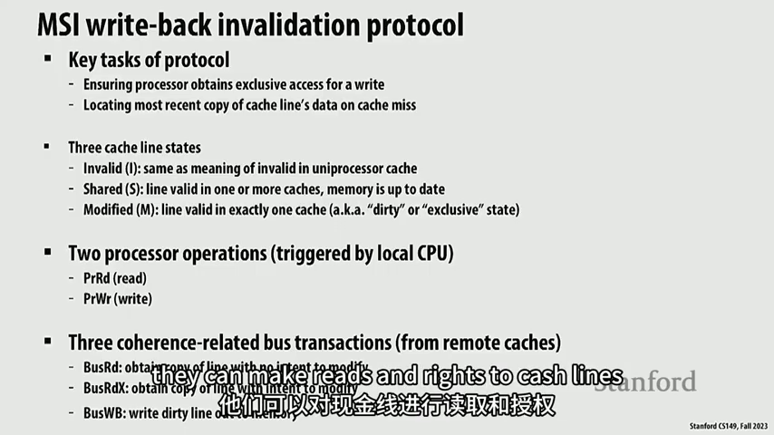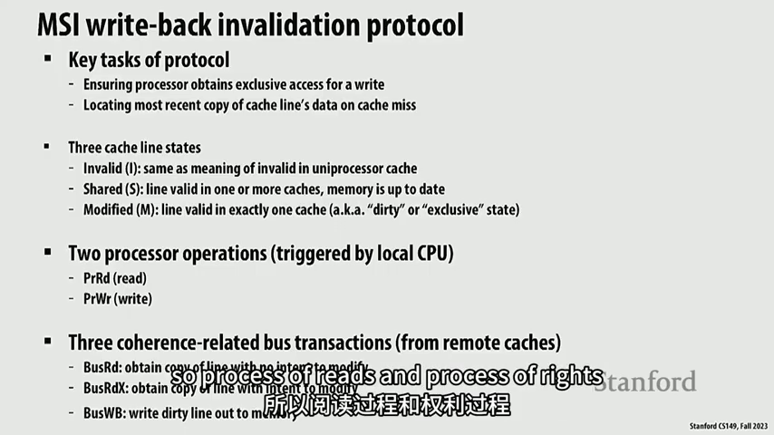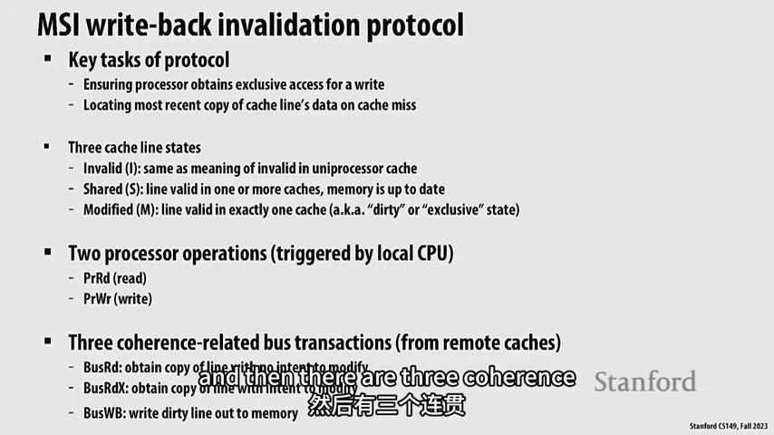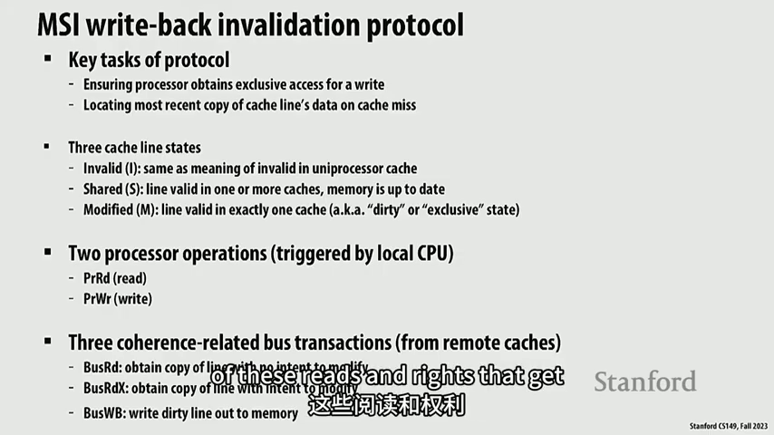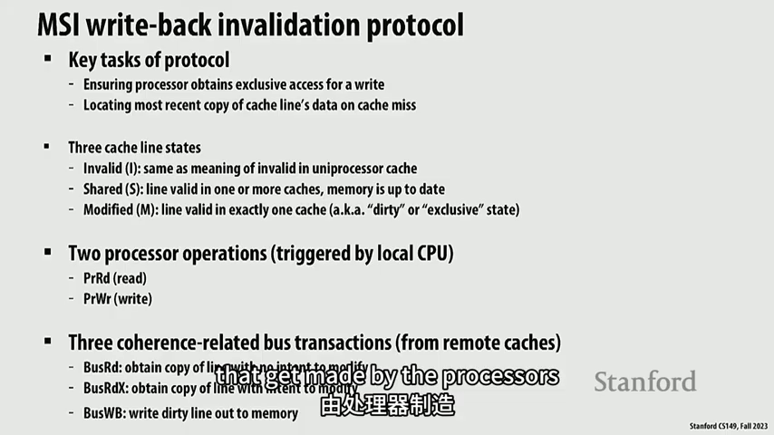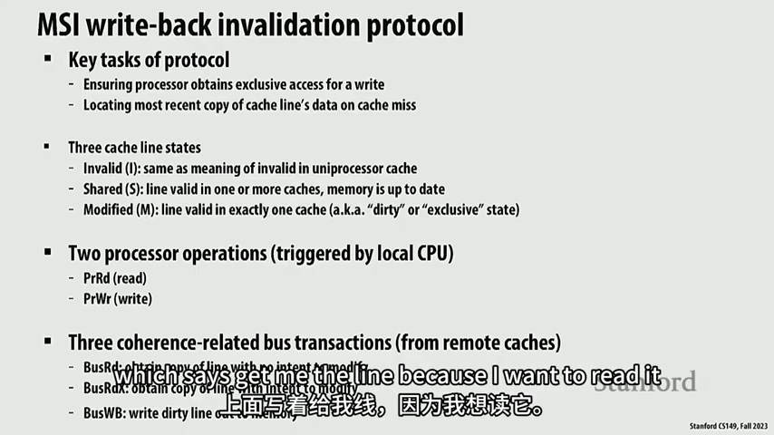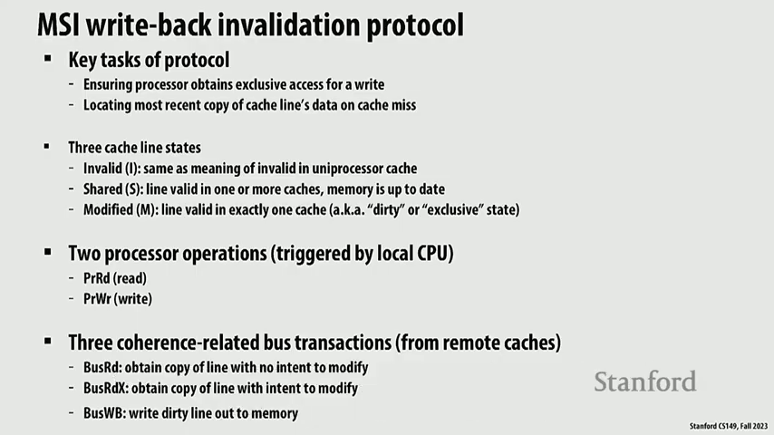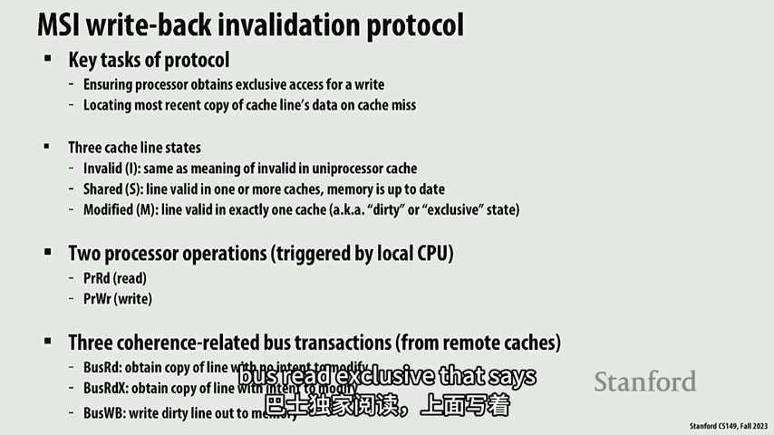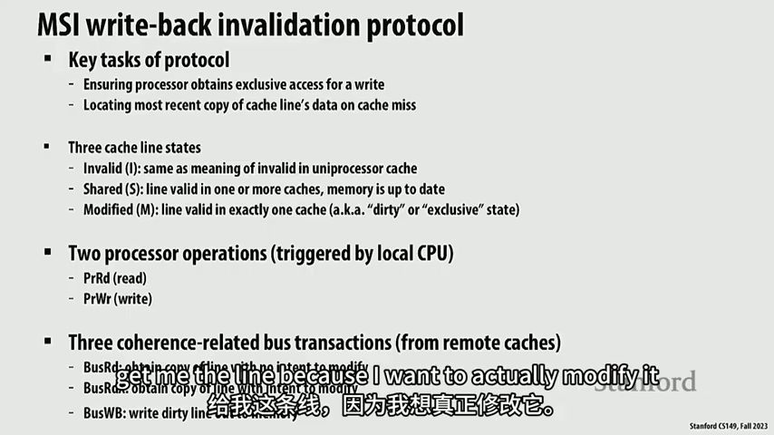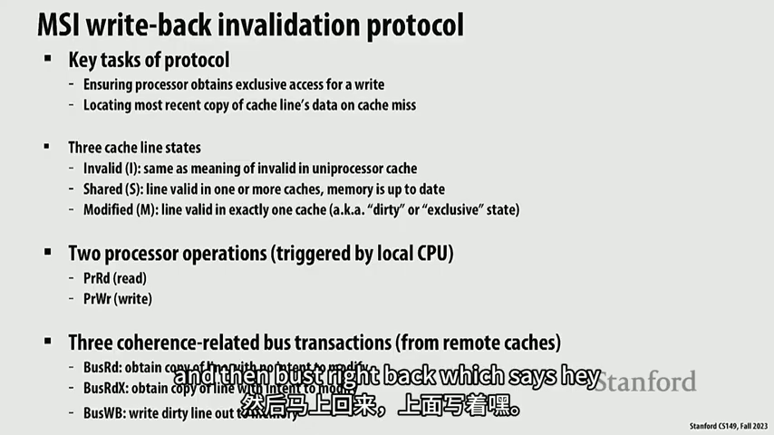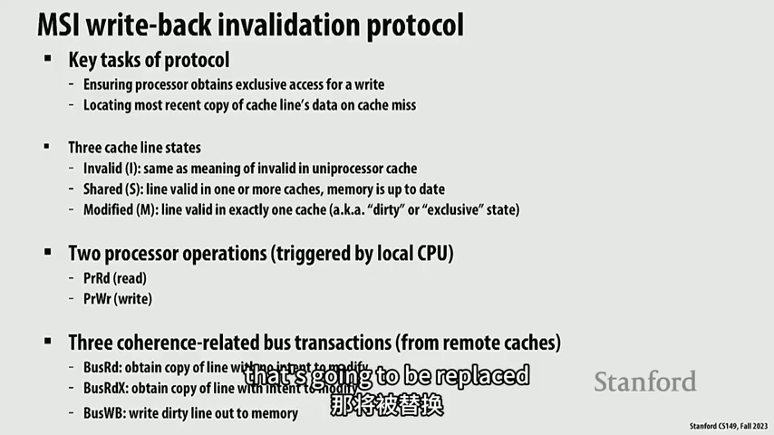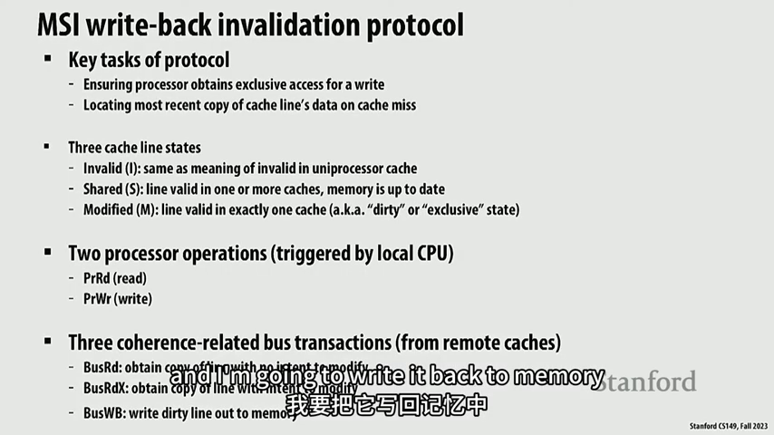Okay, so then there are two operations that the processors can make. They can make reads and writes to cache lines, so processor reads and processor writes, and then there are three coherence bus transactions that are the result of these reads and writes, right? There's a bus read, which says, get me the line because I want to read it. Bus read exclusive says, get me the line because I want to actually modify it. I want to change it, so I want to get it into exclusive state. And then bus write back, which says, hey, there's a dirty line in the cache that's going to be replaced, and I'm going to write it back to memory.